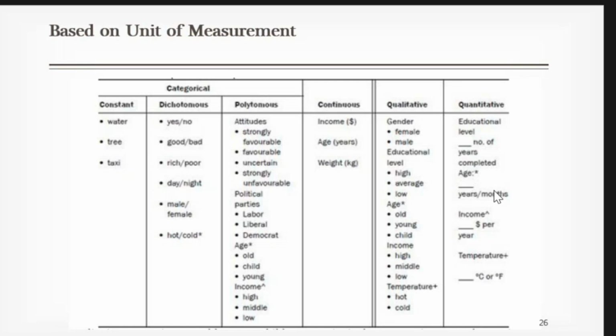And when you write 42 years, 30 years, 48 years, 100 years, that is quantitative, right? So when you express in terms of number, it is quantitative. When you write in words, it is qualitative.